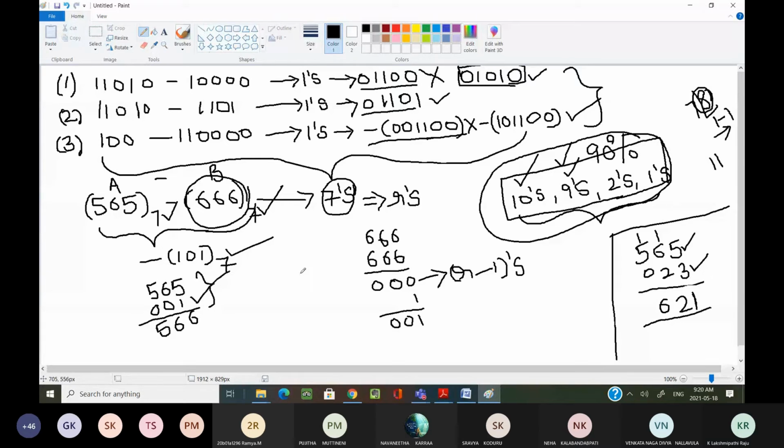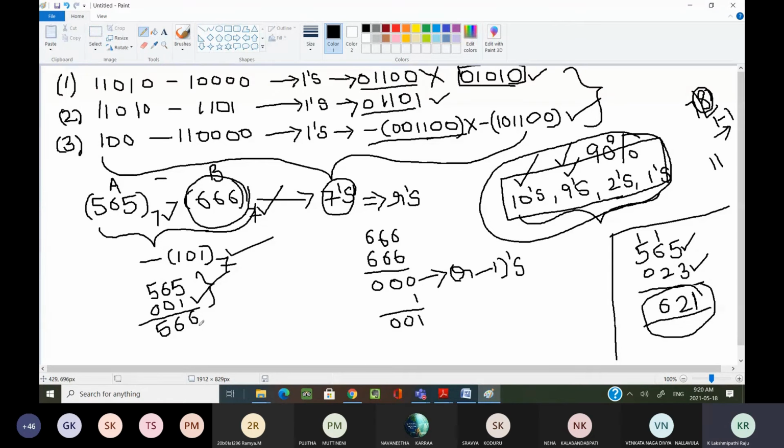But in some problems, if you take not only base 7 number system but any other number systems, this is the way we are adding two numbers. Hope everyone is understanding? Understood what I am saying? Yes, sir.